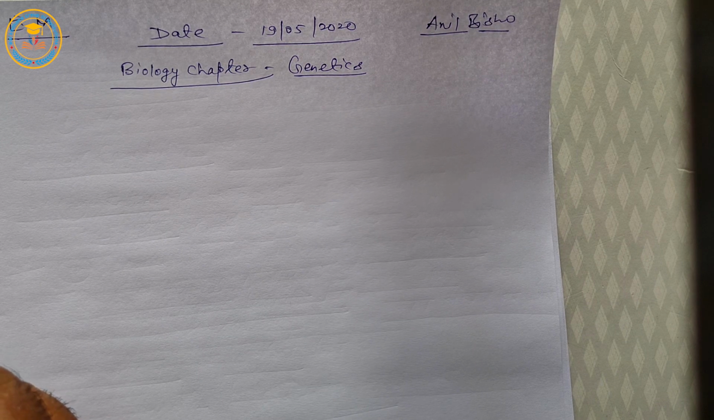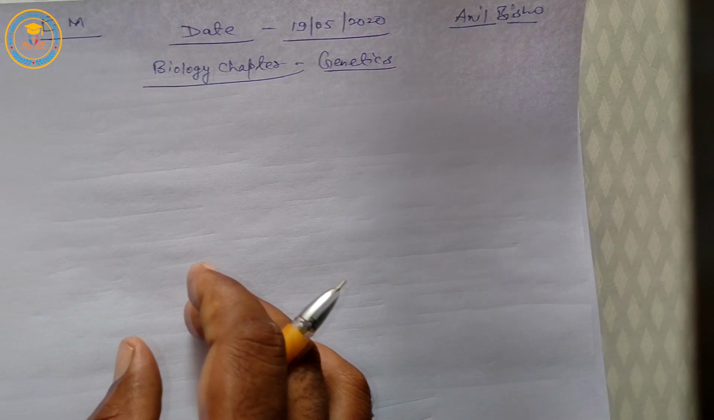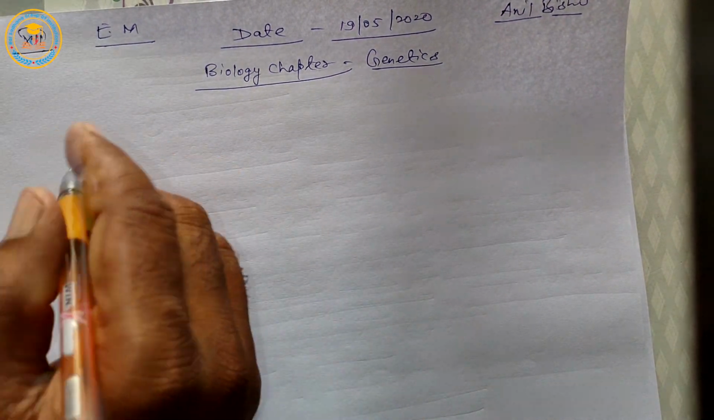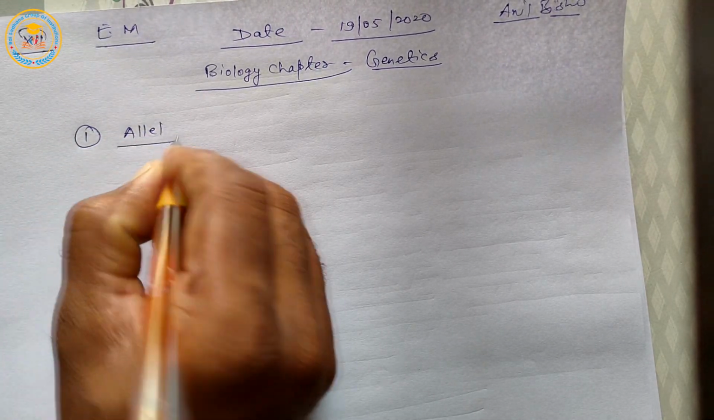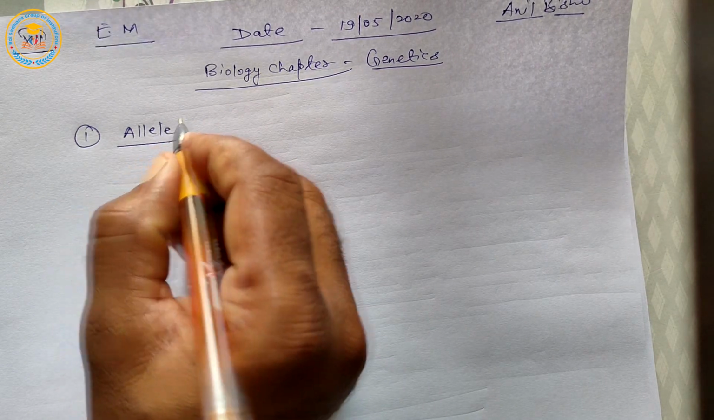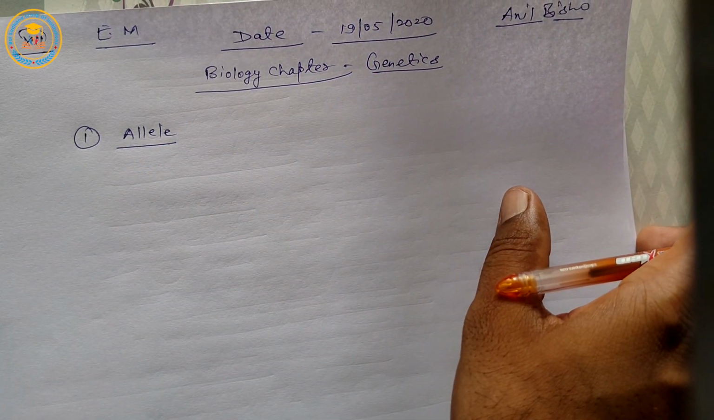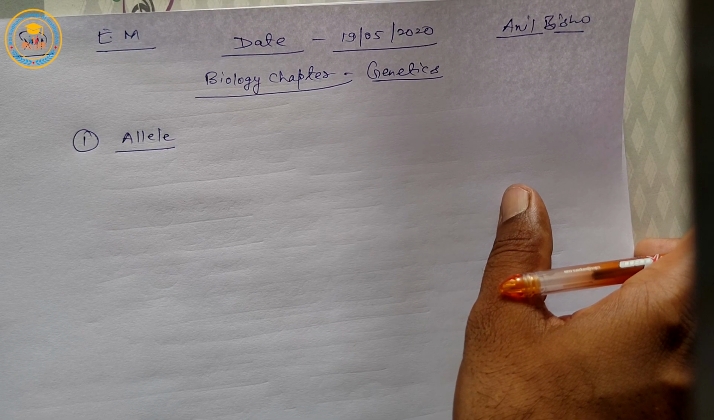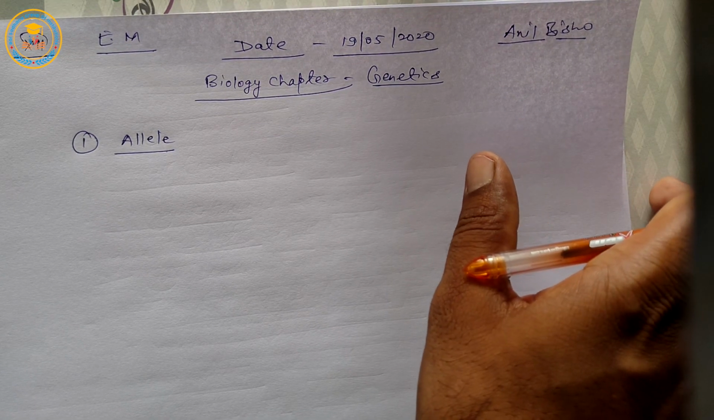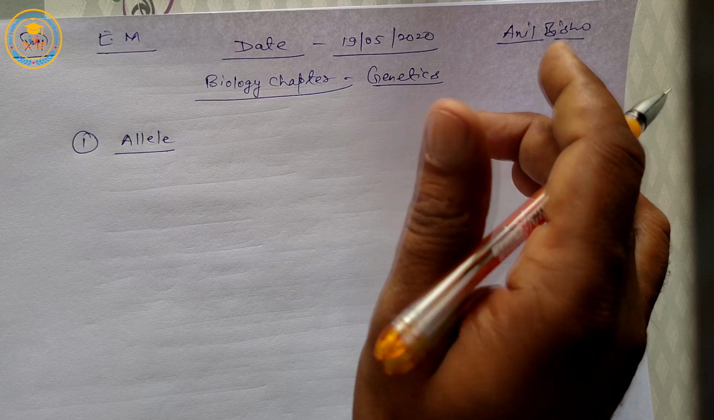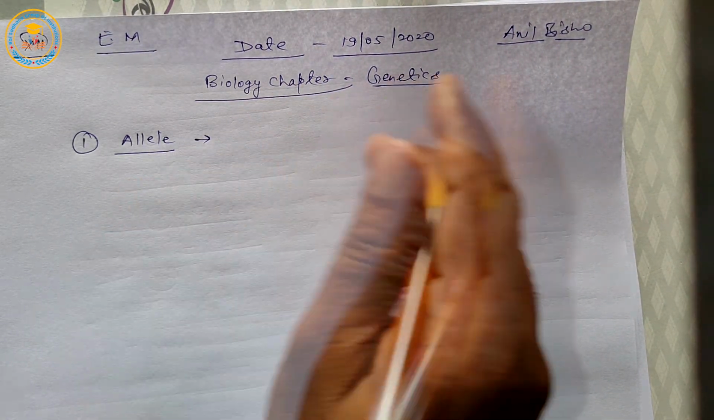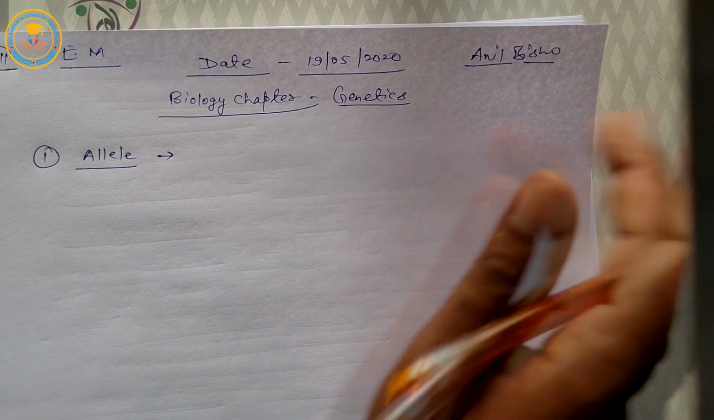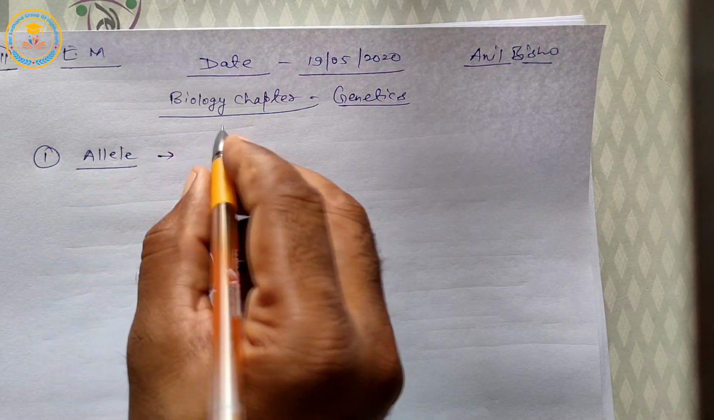Today's specific terminology is alleles. I start the first specific terminology of genetics, allele. In our previous video we studied gene and factors. So today's genetic terminology is allele.